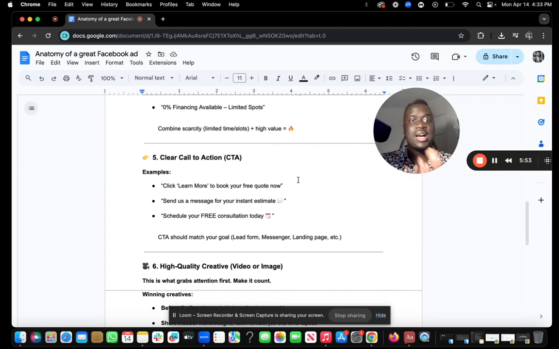Even that form should be guiding them. Like, okay, they fill out their information. What do they do after? Okay, you should expect a call from this number in the next 5 minutes. That's what you should do. That way they know your company is going to call them in the next 5 minutes, so they should be ready.